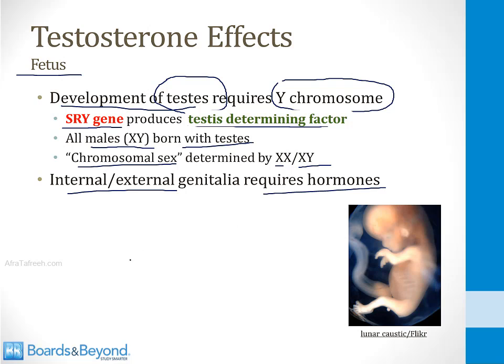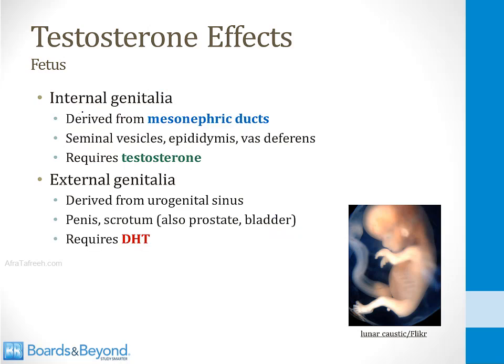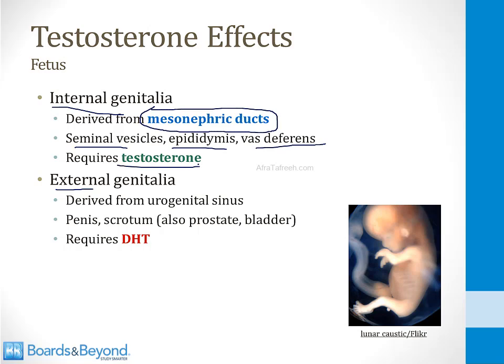In order for the normal male genitalia to occur, your hormones, including testosterone, have to develop normally. So you can divide up the male genitalia into the internal and external genitalia. The internal genitalia are things like the seminal vesicles, the epididymis, the vas deferens, and all of these are derived from an embryonic structure called the mesonephric ducts, and all of these depend on testosterone for normal development.